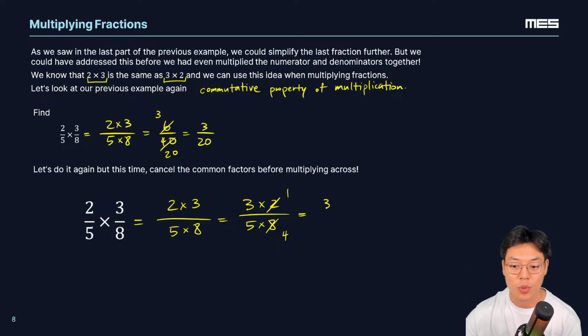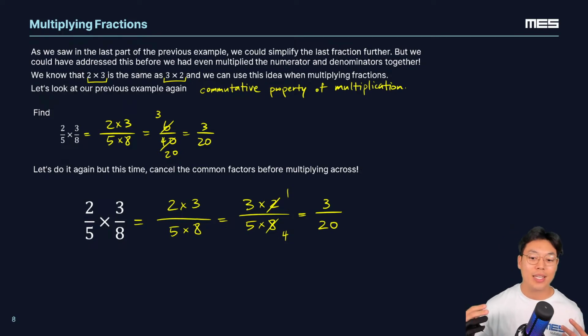And we get 3 times 1 is 3, and 5 times 4 is 20. Now, you might be wondering, I don't really like this method. It just seems like we're writing more. But think about it. We're working with smaller numbers this time.